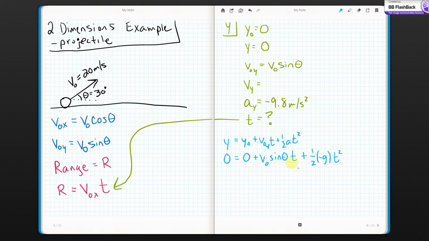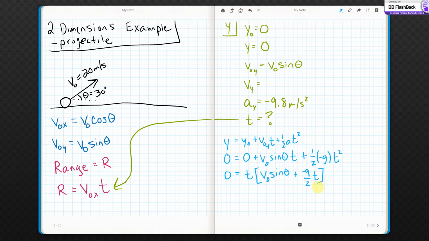Well, if I solve this for t, there could be two answers. I can do t is 0. If I pull a t out, I get 0 equals t times what's left over, which is v naught sine theta plus, I'm going to put negative g over 2 instead of 1/2 g because it's annoying. And then what's left is a t. So I could either have t is 0, which is true. At t equals 0, this was on the ground. That's the beginning of the problem.